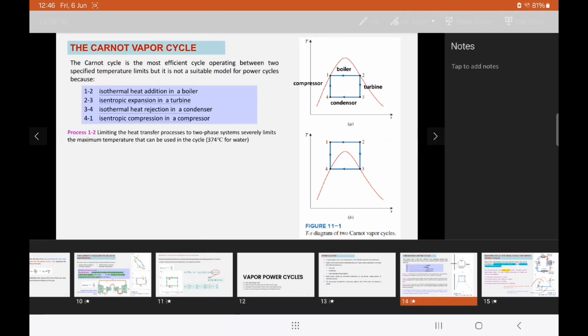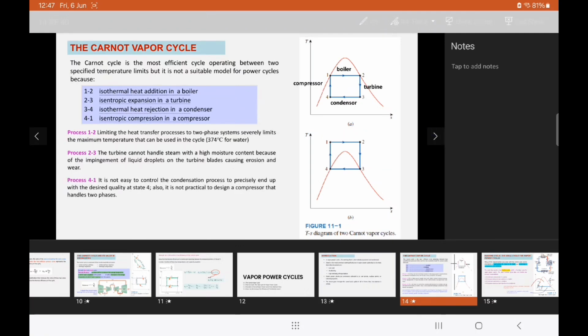Process 1 to 2, limiting the heat transfer processes at the boiler and at the condenser to two-phase systems severely limits the maximum temperature that can be used in the cycle. For our vapor power cycles, we use vapor, so basically that's water. So the maximum temperature is the critical temperature for water, which is 374 degrees Celsius. Then process 2 to 3, the turbine cannot handle steam with a high moisture content because of the impingement of liquid droplets on the turbine blades, causing erosion and wear.